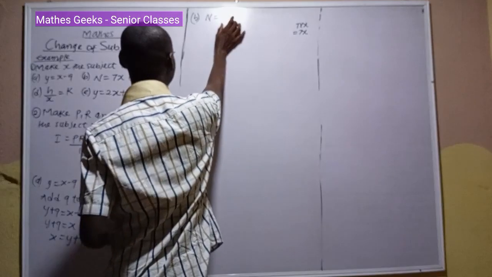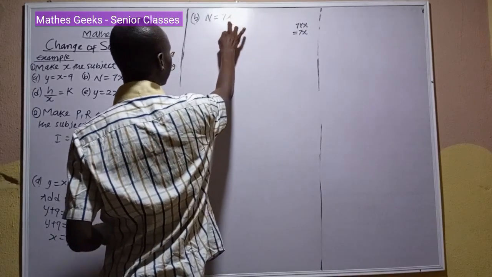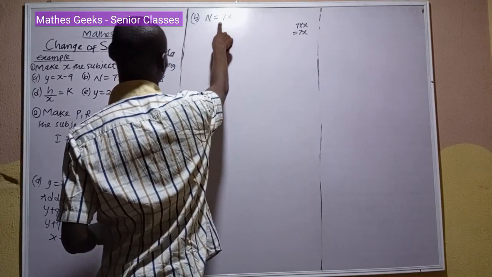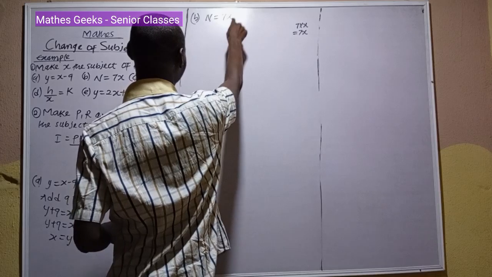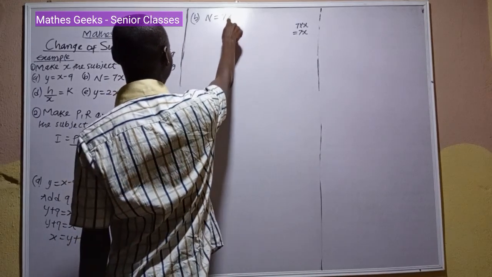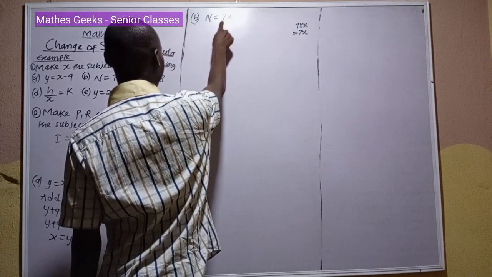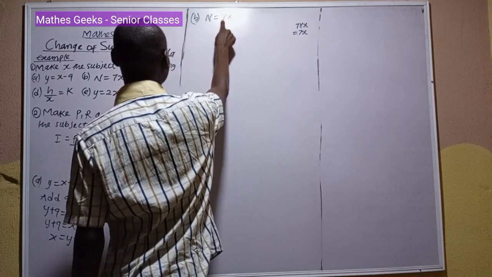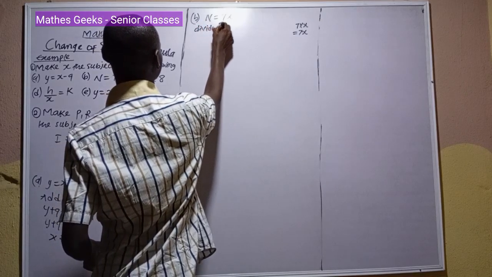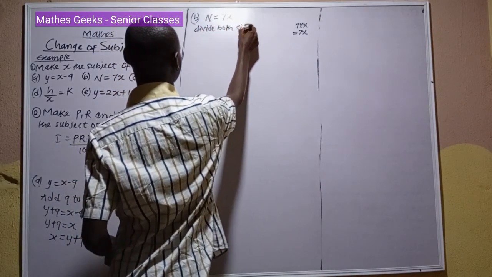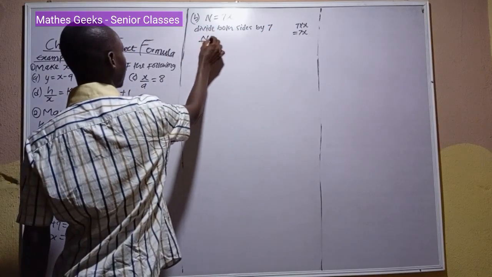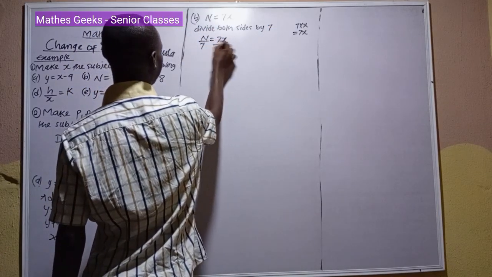So this is a case of multiplication. To make x the subject, you have to divide both sides by the letter or number connected to the quantity that is to be made the subject. Since x is to be made the subject, 7 is what is connected to x. So we're going to divide both sides by 7. So n over 7 is equal to 7x over 7.